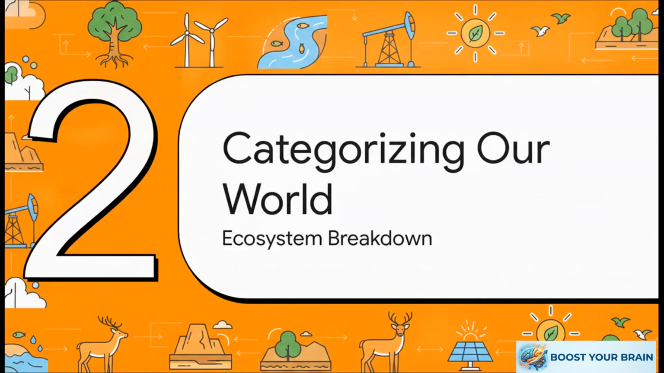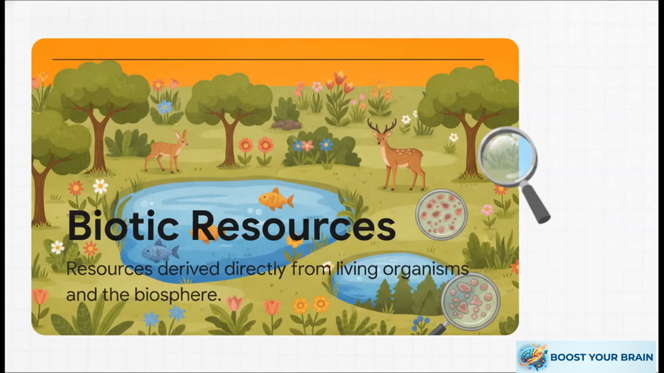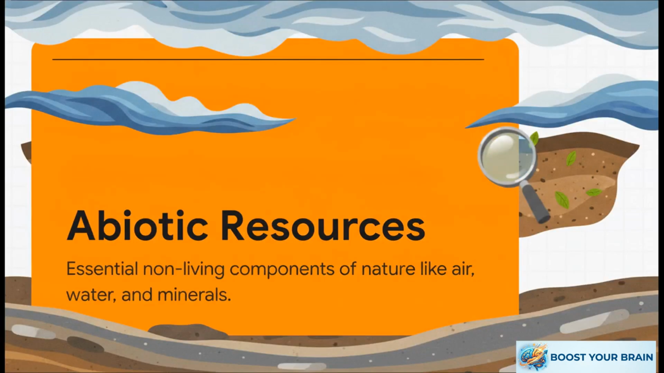Moving right along to Section 2, categorizing our world. Let's look at the ecosystem breakdown. When we start breaking down our ecosystem, we first categorize resources by their origin. Biotic resources are derived directly from living organisms and the biosphere. We're talking about plants, animals, our sprawling forests, and complex marine life. Basically, if it's part of the living, breathing web of the Earth, boom, it goes right here in the biotic category. On the flip side, we have abiotic resources.